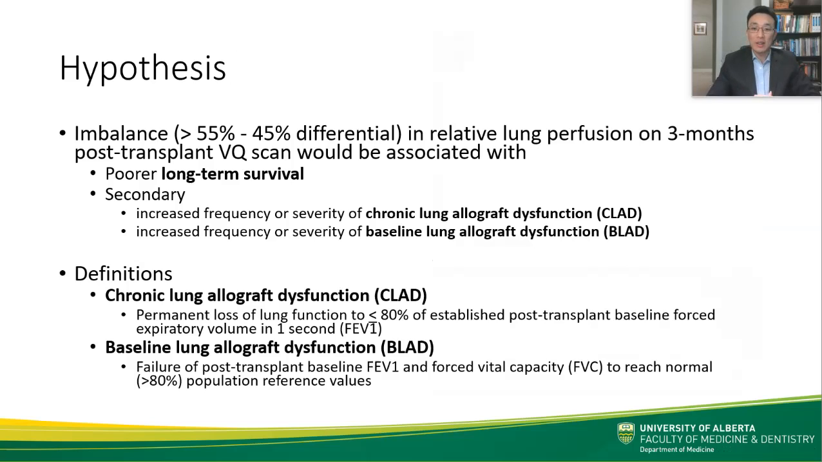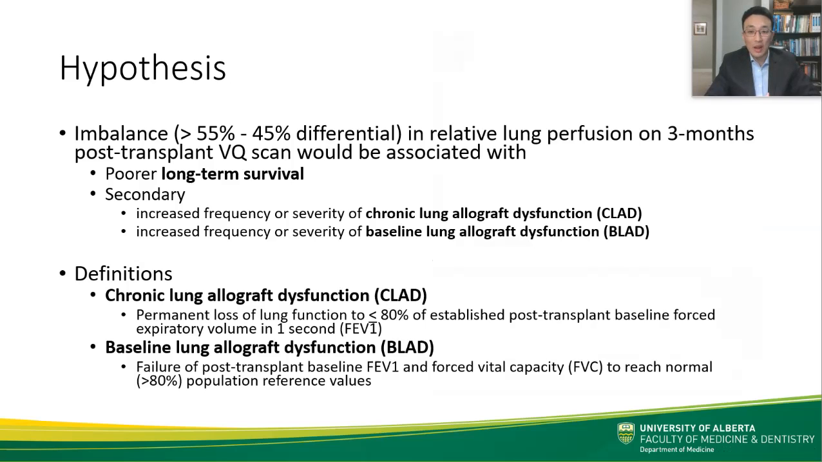Now, we hypothesize an imbalance in relative lung perfusion beyond this normal 55-45 split at 3 months post-transplant would be associated with poor long-term outcomes in terms of survival and secondarily lung function. We broke down lung function into 2 dimensions that are captured by 2 types of dysfunction.